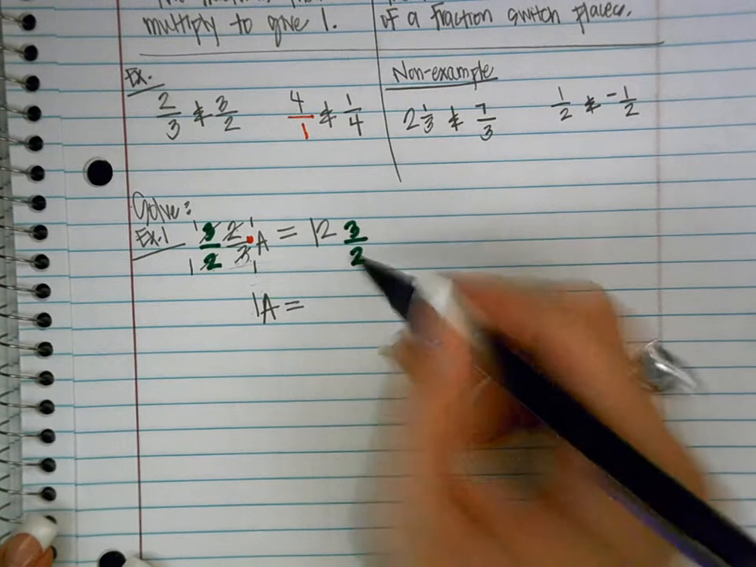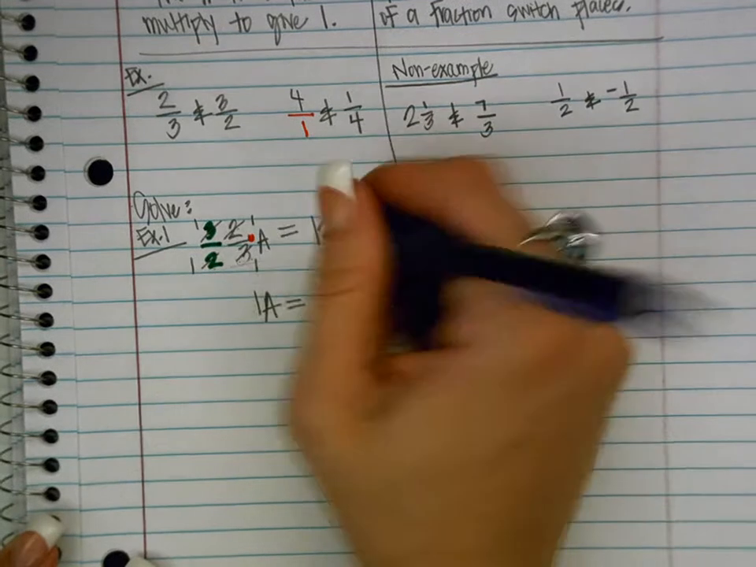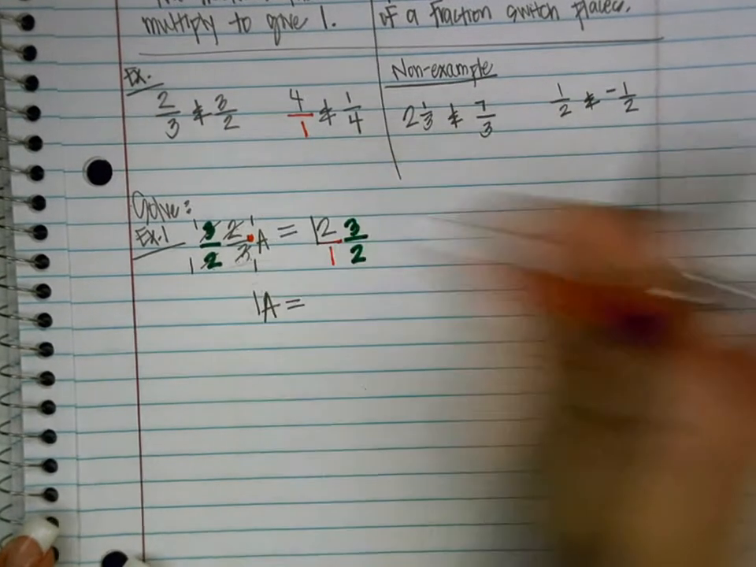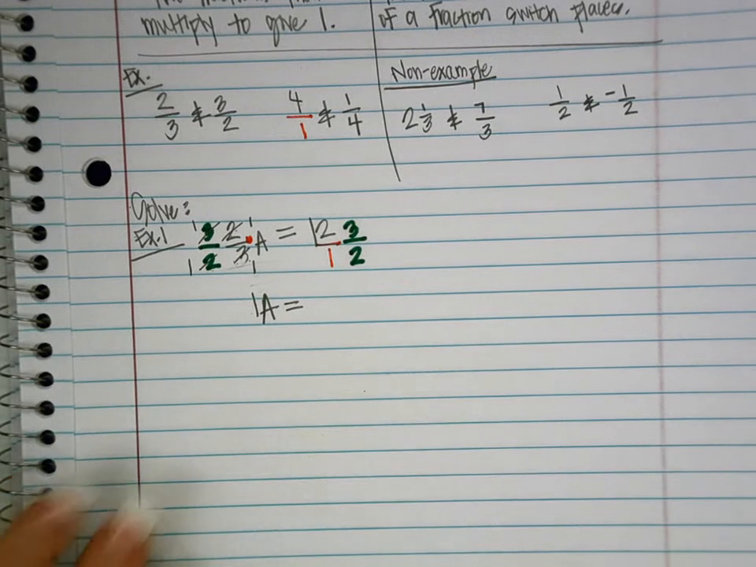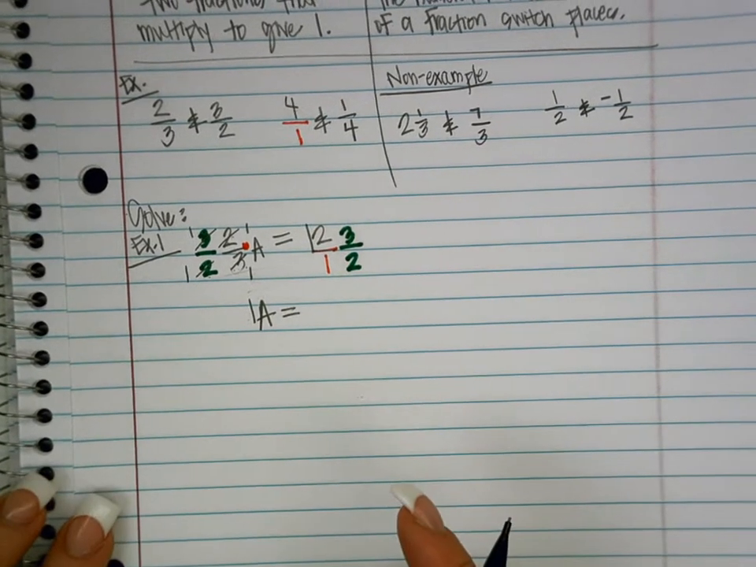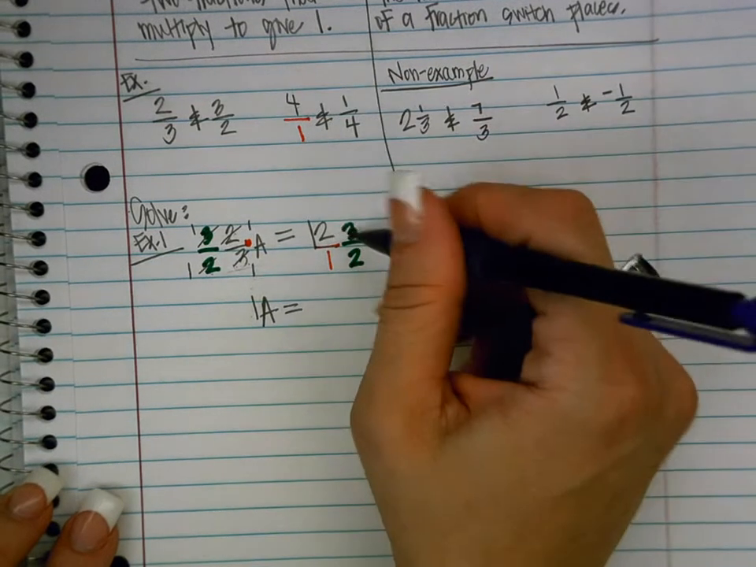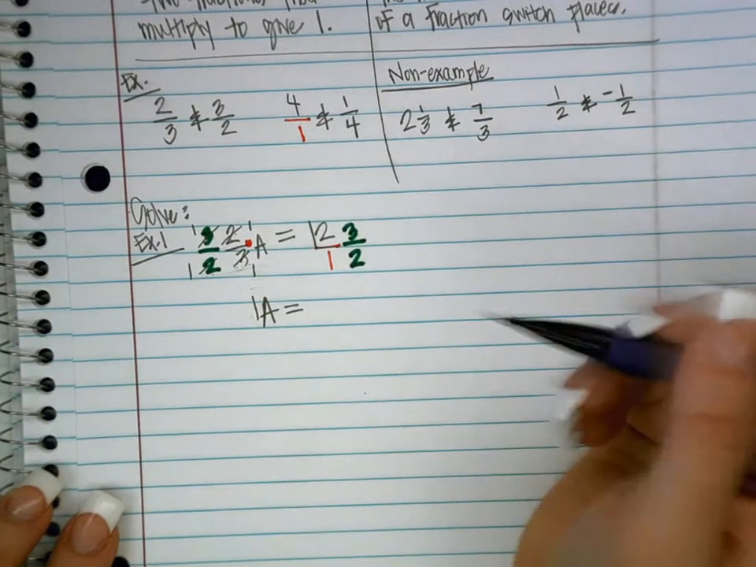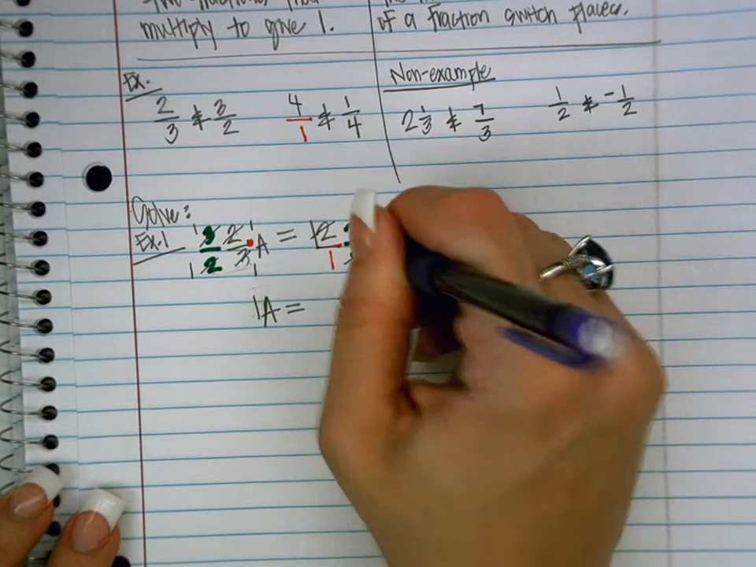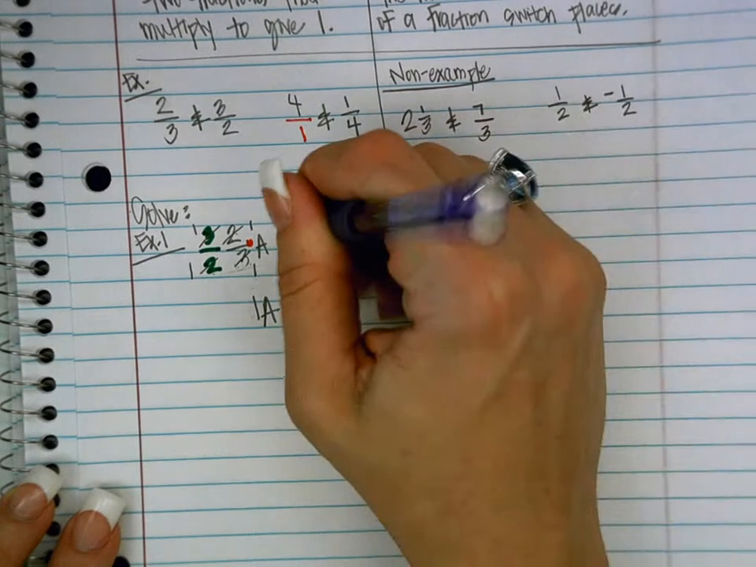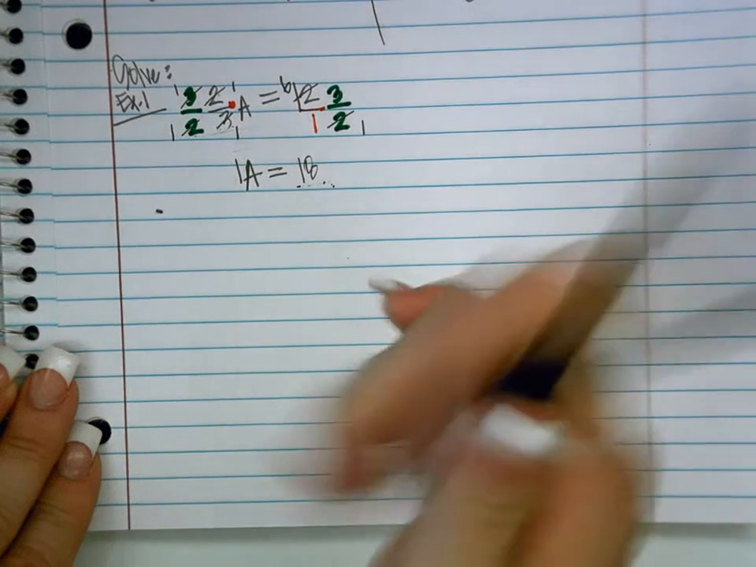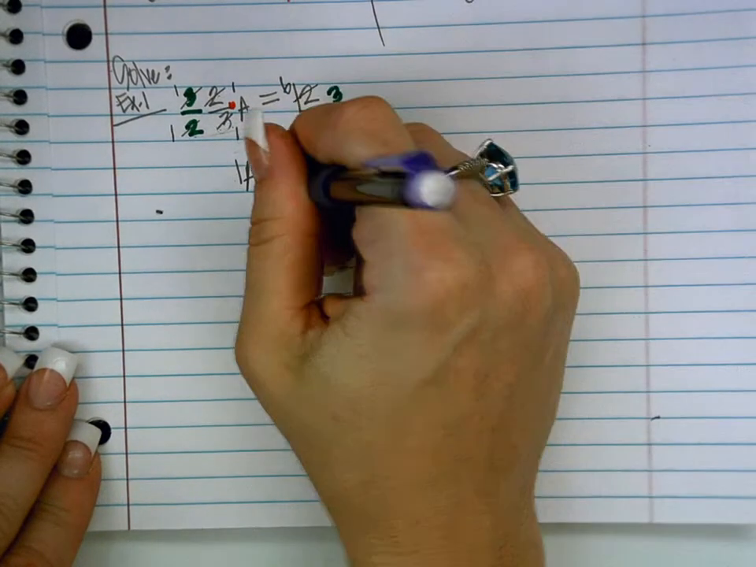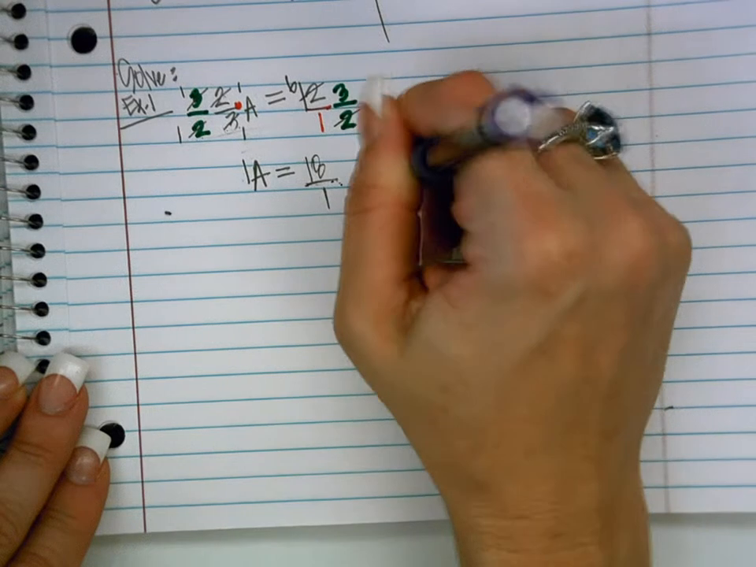So 1A equals, how would I solve this one? 12 times 3/2. You could add a 1 underneath. Do I want to multiply across the top and then reduce, or what would be an easier way? Cross reduce. The 12 and the 2 can reduce to leave you a 1 and a 6. Then you multiply. What's 6 times 3? 18. Technically it's over 1, but you don't have to write that. So really, we just get A equals 18.